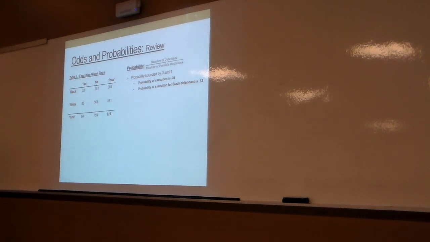Evelina, how did I calculate the probability of execution as being 0.08 based on this table? 66 divided by 825. Yep, 66 over 825, right? So it's a probability. These are the total number of executions, and these are the total number of cases. This divided by this gives you 0.08, right? Evelina, if I were to say the probability of execution of a black defendant is 0.12, how would I get that? 33 divided by 825. Yep, what's that? 33 divided by, 284 divided by 825.